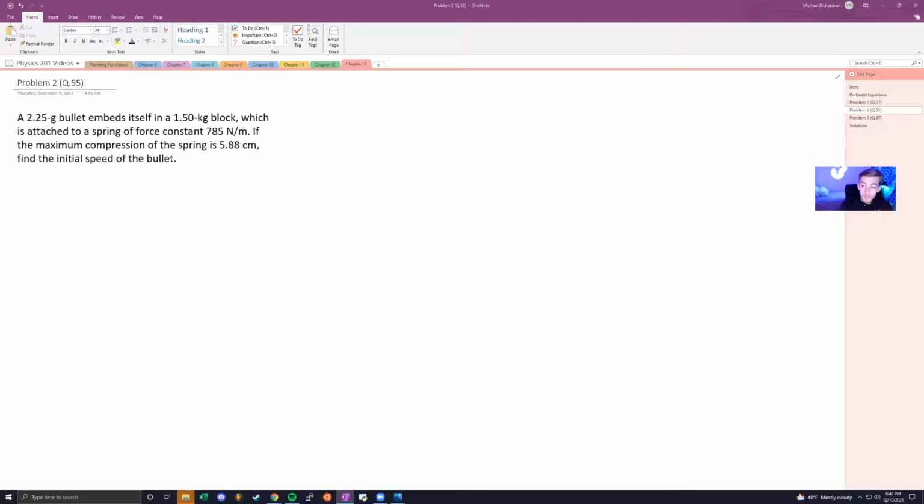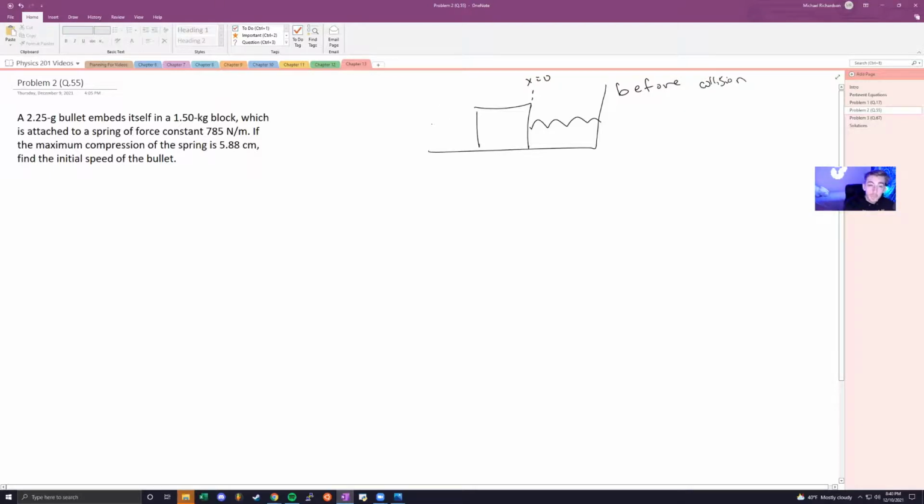So let's write out two different situations of what we got right here. Actually, let's make it three. So we have our mass system with some spring, and we are currently at equilibrium. We'll see that this is before our collision. And we have the bullet coming in with some initial velocity, and it's going to collide with it.